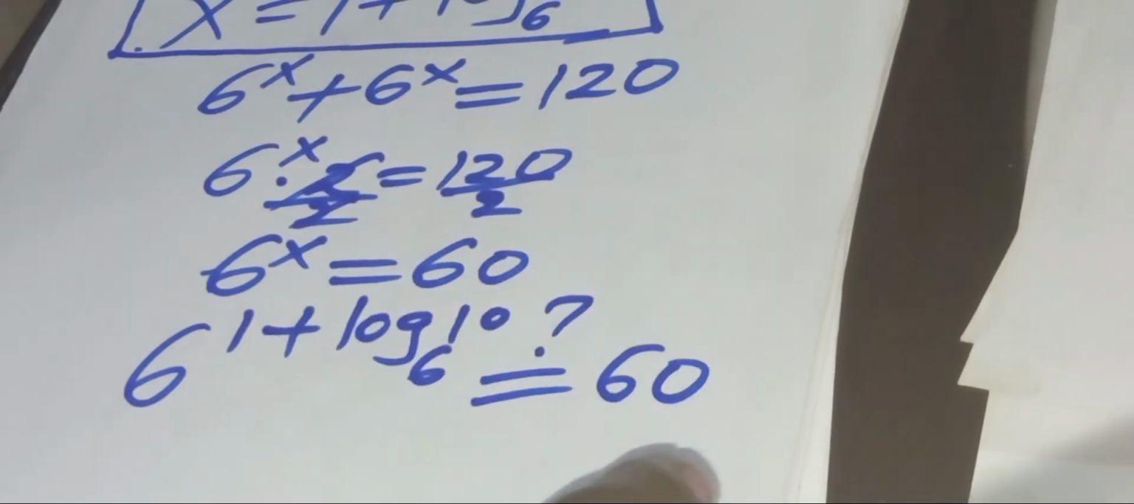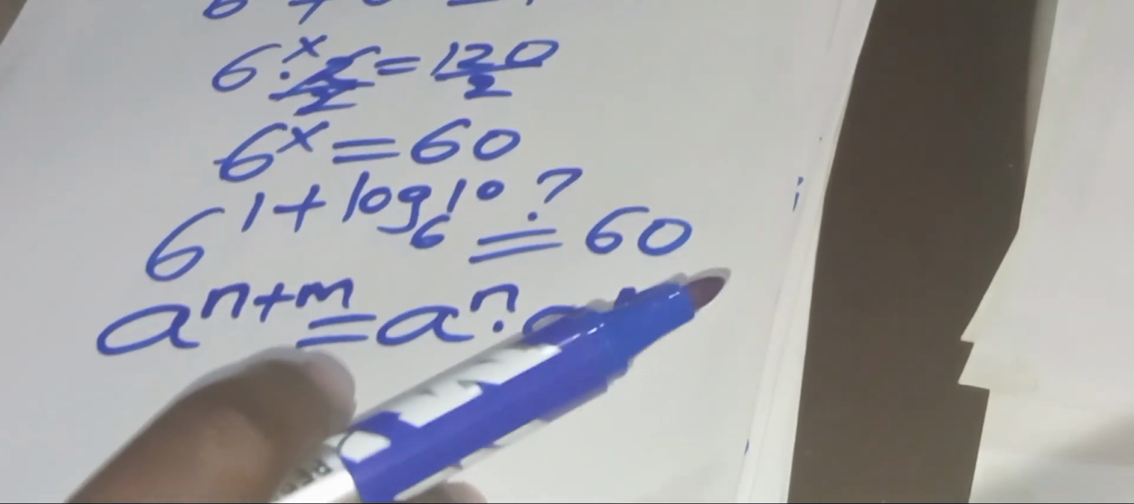Let's check if this is the case. So you find that 6 to the power 1 plus log 10 to base 6 is in the form of a to the power n plus m, which you can express as a to the power n multiplied by a to the power m. Now this is the indices identity. So let's apply this identity so that we'll have 6 to the power 1 multiplied by 6 to the power log 10 to base 6. This should give us a value of 60. So let's check if this is the case.